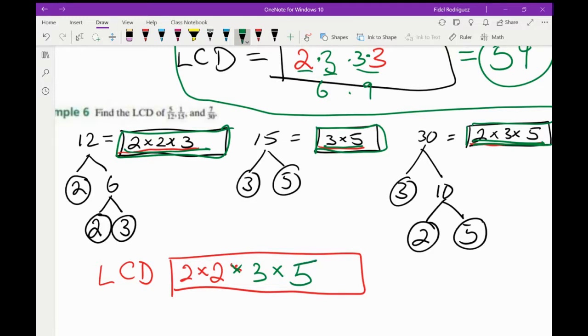But in any one of those boxes, the most 5s that I ever had was just one of them. And so now all I'm going to do is multiply my numbers out. So I'm going to say, well, look, 2 times 2 is 4. Times 3 and 5 is 15. And 4 times 15 is going to give me 60. Oops, 60. And so there's my common denominator.